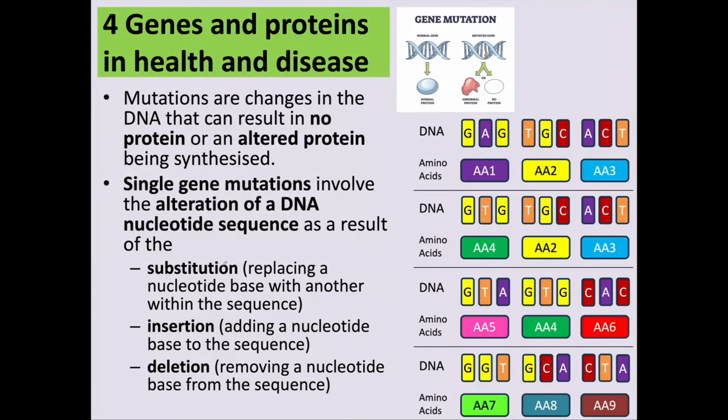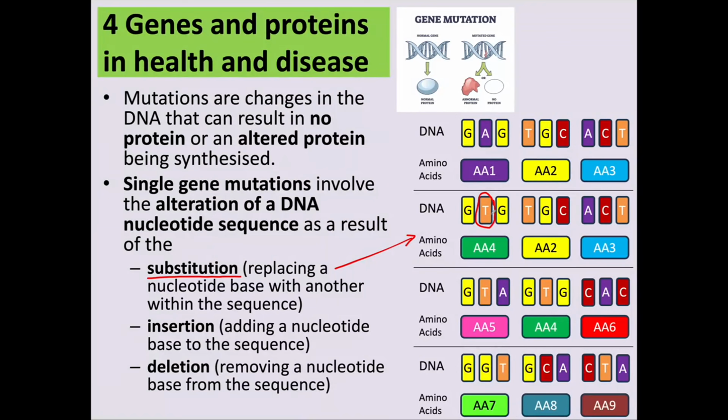Now, the first type of mutation that is a single gene mutation will be a substitution mutation here. Now, a substitution mutation is where you replace a nucleotide base with another within the sequence, okay? So in our original sequence of DNA here, we start off GAG. In our substituted mutation, we see that the A that was in this one has been replaced by this T here. So it's been substituted. Now, if we look at the rest of the sequence, all the other letters remain the same as they are in this original DNA at the very top here. Okay, so there's only that one nucleotide base that has changed.